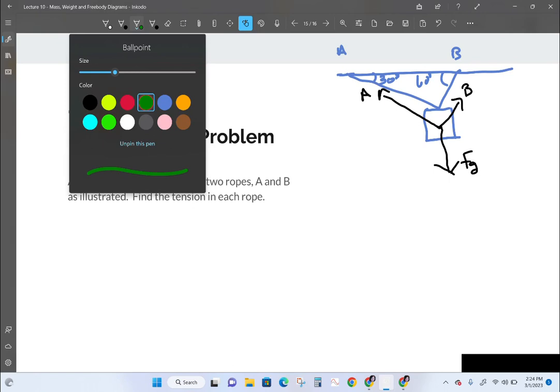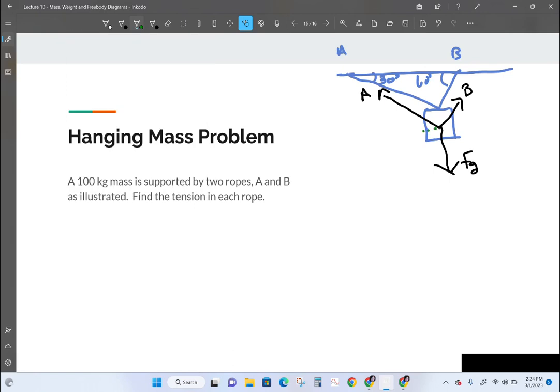So A is pulling to the west, and B is pulling to the east. B is pulling up, and A is pulling up. Notice I drew in these vectors. So really my diagram looks like this.